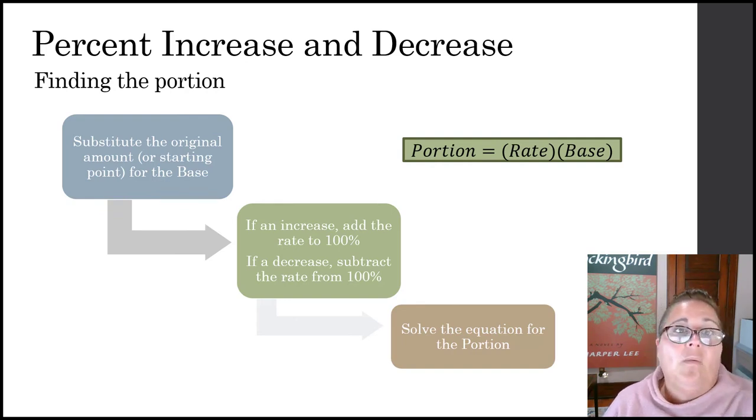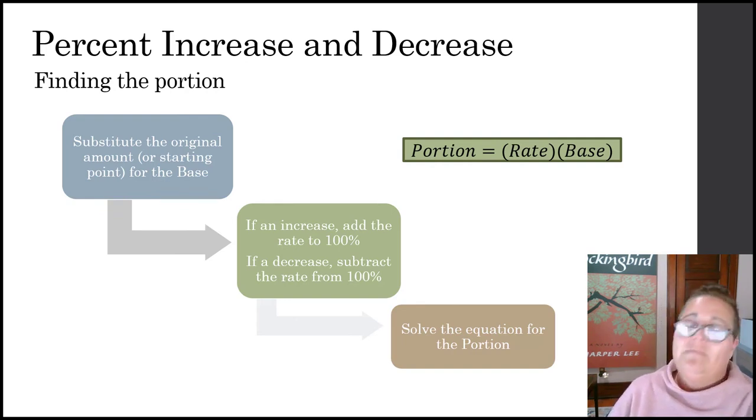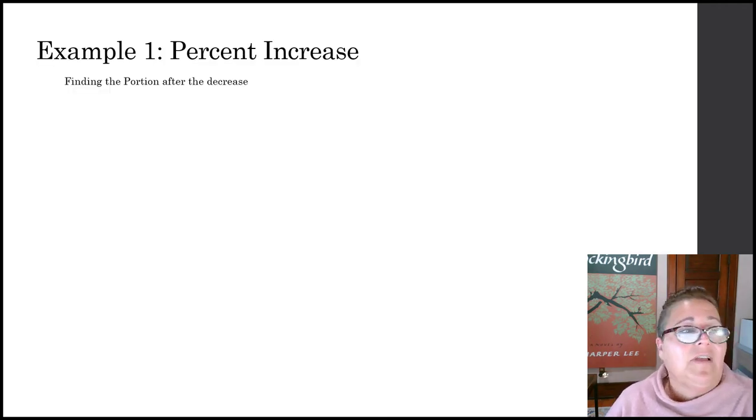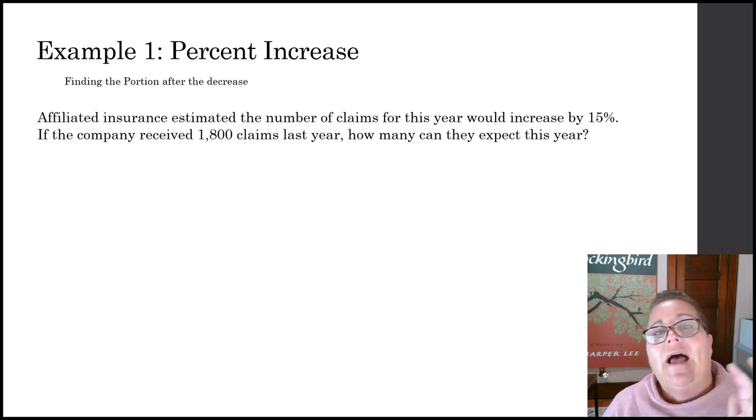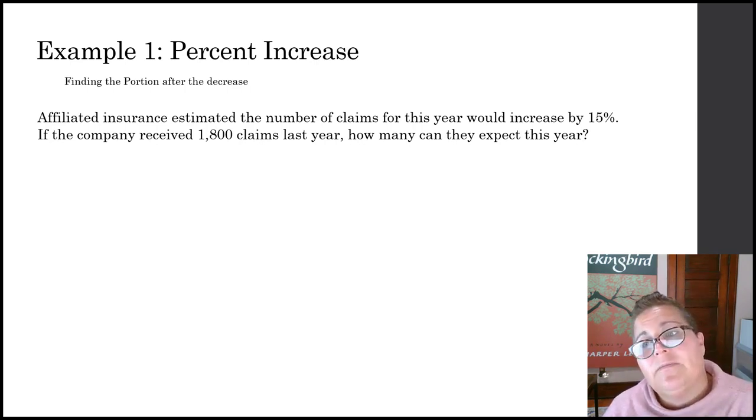Okay, Amy, it's all well and good. Can you give me an example? Absolutely. Here we go. Here's our percent increase. We're going to find the portion. So, Affiliated Insurance estimated the number of claims for this year would increase by 15%. If the company received 1,800 claims last year, how many can they expect for this year?